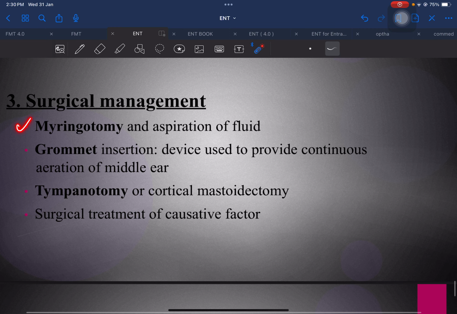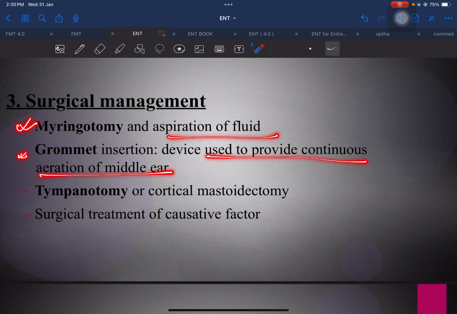Yes, myringotomy is done for aspiration of fluid. Grommet insertion will be done, and it is a device used to provide continuous aeration of the middle ear. Tympanotomy or cortical mastoidectomy also can be done, but not so commonly. And surgical treatment of the causative factor can be done.